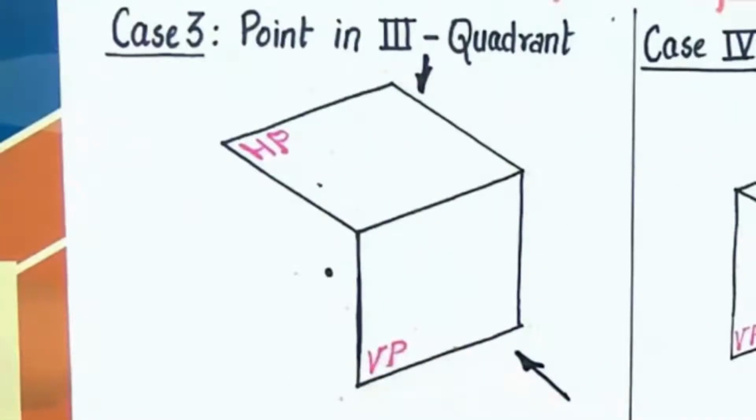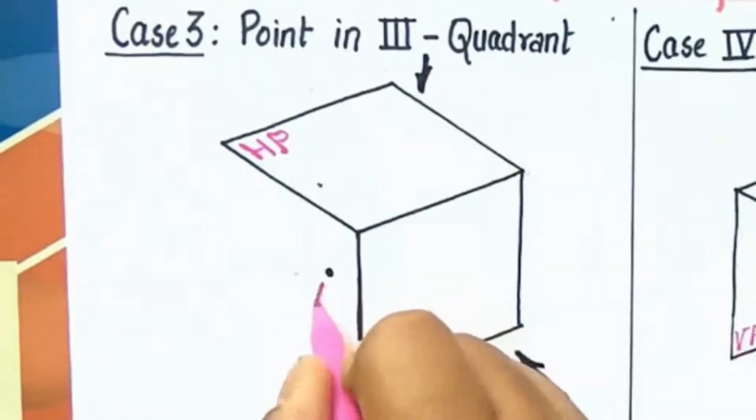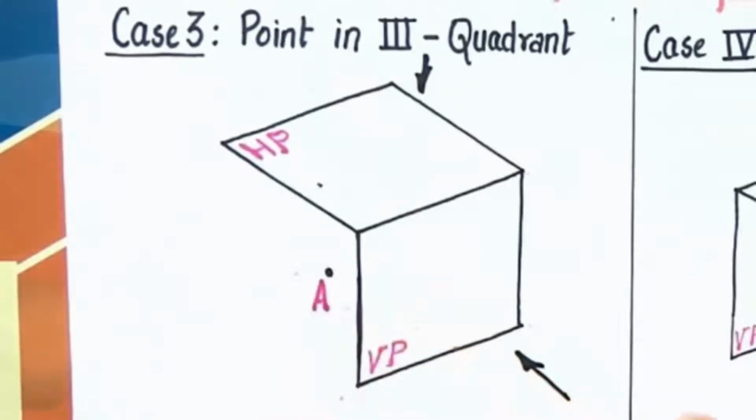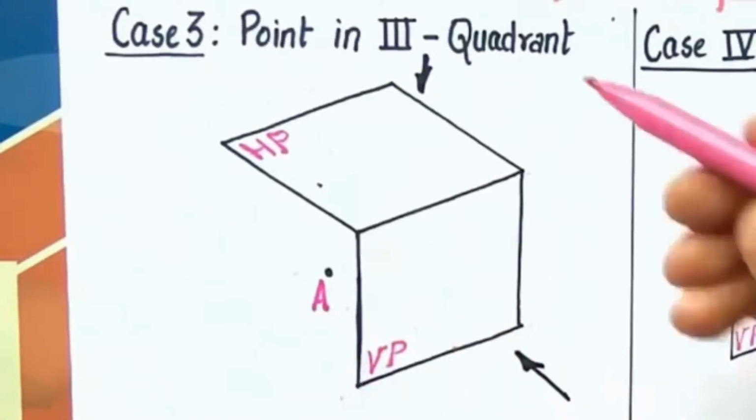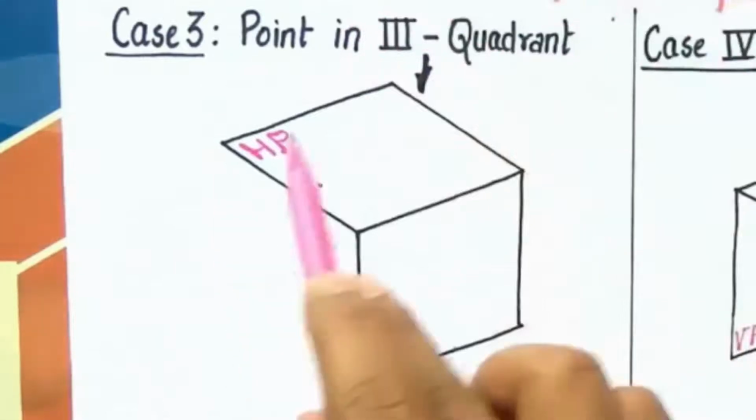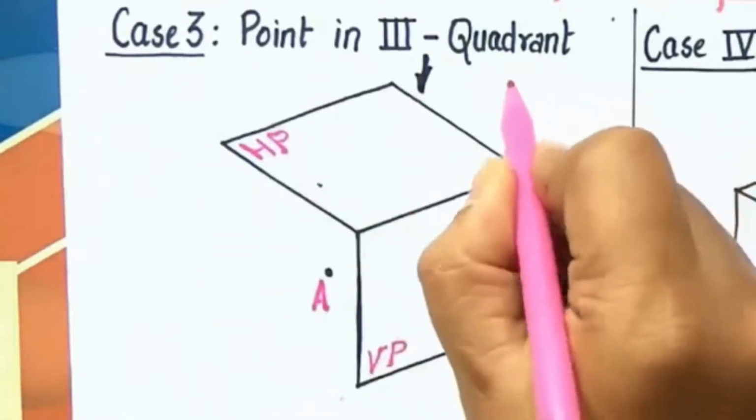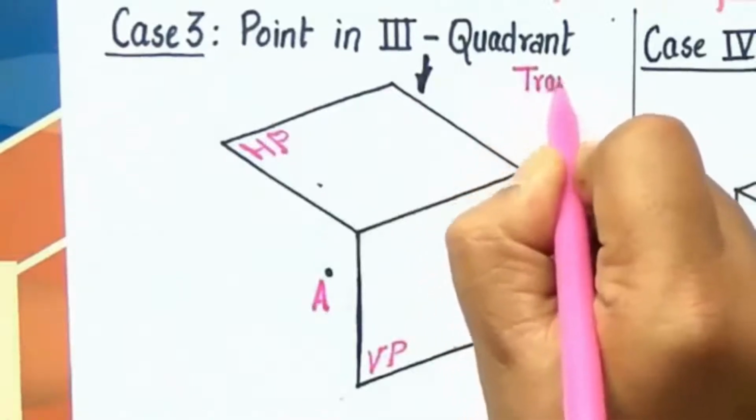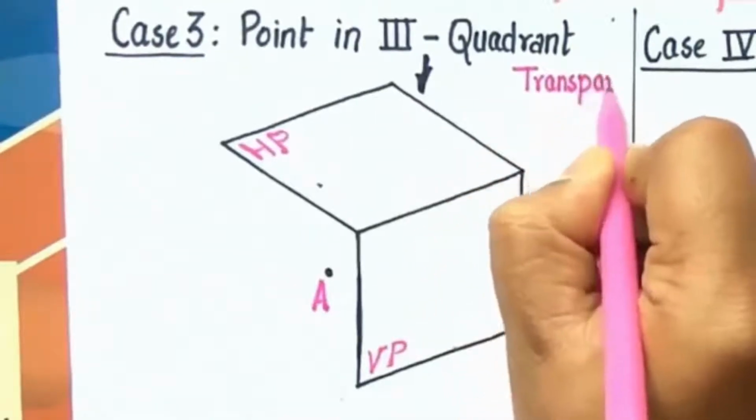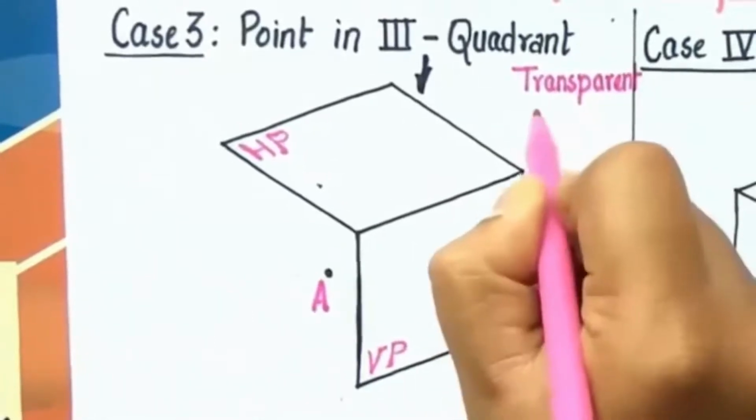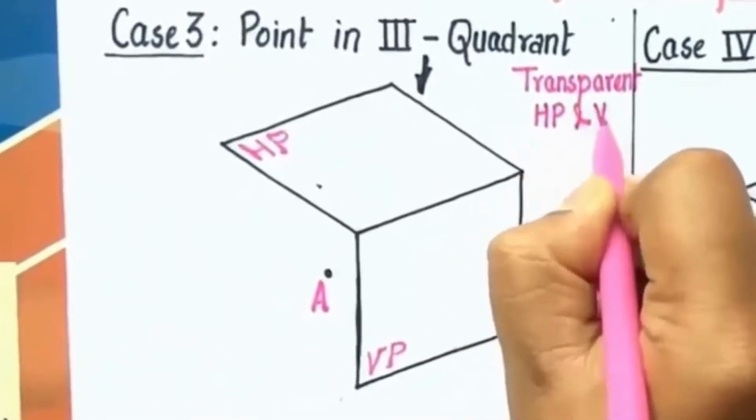Now let us say that the name of this point is A, and when you try to look at this object right from the front, this vertical plane comes in between, so you won't be able to see this object. Okay, and at the same time, when you try to look at this object from the top, this horizontal plane comes in between. So in order to visualize the object, that is in fact a point, you need to make sure that these two planes are absolutely transparent. So one thing that has to be done is to make both the planes transparent, both HP and VP.